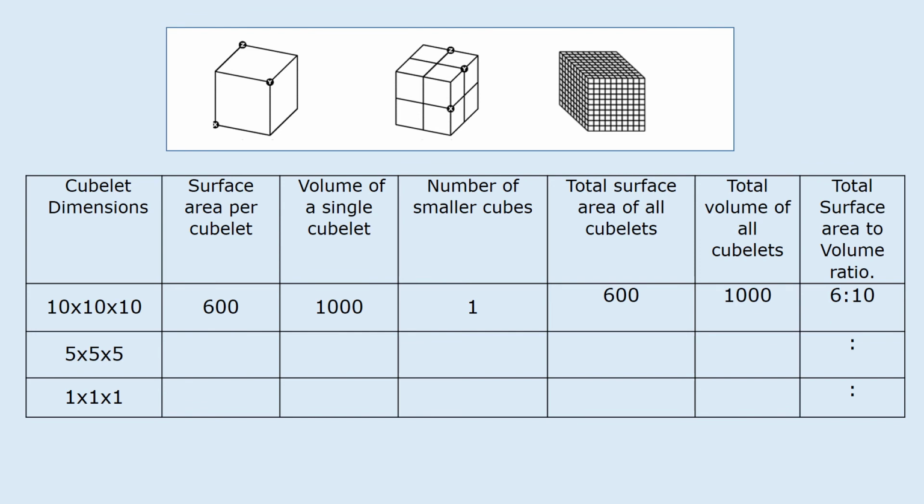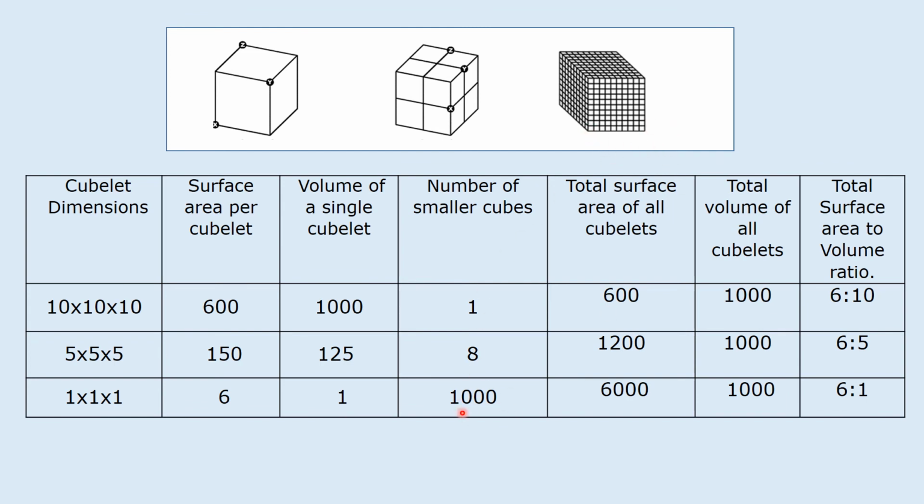Right, let's look at the second one. Right, so the final row, hopefully you've done that. So we have surface area is going to be 1 times 1 times 6. Volume, of course, is going to be 1 times 1 times 1. How many smaller cubes are there? Well, if you've done a little bit of counting, you would have spotted that there are 1,000.